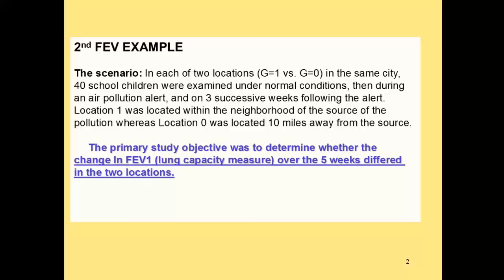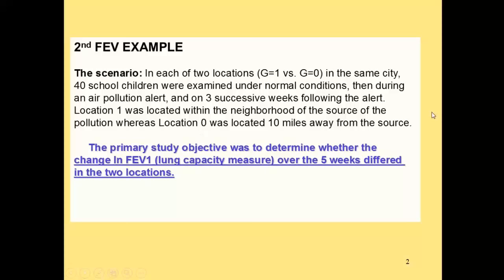There were 40 kids, and they were exposed. But now there are 2 locations in the same city. 40 children in each location were examined under normal conditions, then during an air pollution alert, and on 3 successive weeks following the alert. Location 1 was located within the neighborhood of the source of the pollution, whereas location 0 was located 10 miles away from the source.